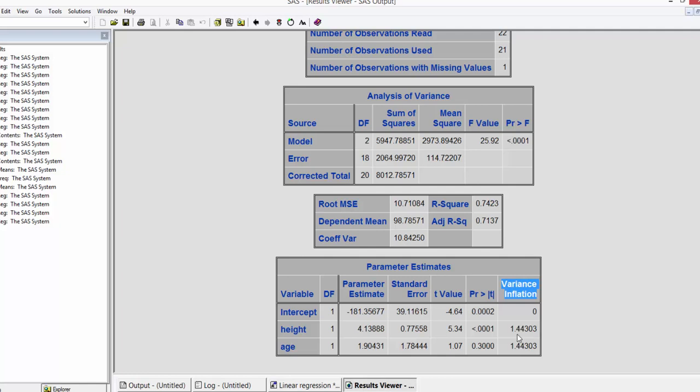The rule of thumb is that the VIF should be less than 5 for you to be confident that there is no multicollinearity. If it is greater than 5, then there is presence of multicollinearity. So that is the threshold people use. So VIF should be less than 5 for each independent variable, right?